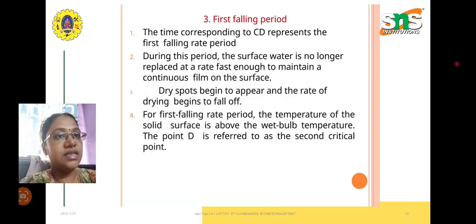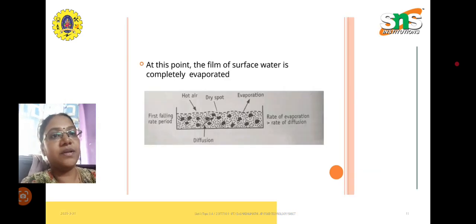Now we are going to see C and D. The C and D time period is what we call the first falling rate period. During this time, the surface water is no longer replaced at a rate fast enough to maintain a continuous film on the surface. What happens is that dry spots on the surface itself begin to appear and the rate of drying begins to fall off. In the first falling rate period, the temperature of the solid surface is above the wet bulb temperature, and that point D is what we call the second critical point.